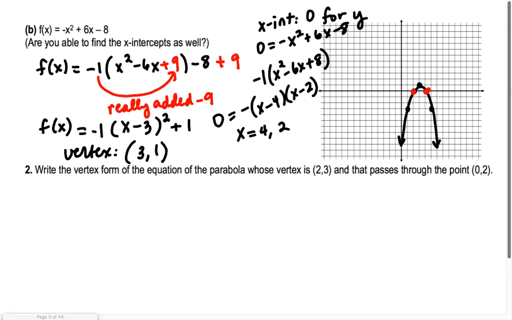All right, so let's try another one. So it says, write the vertex form of the equation of the parabola whose vertex is at 2, 3 and passes through the point 0, 2. Okay, so that's our HK. We were told what our vertex is. So our vertex equation looks like this. So we have a, so some number out front, and then x minus h squared plus k.